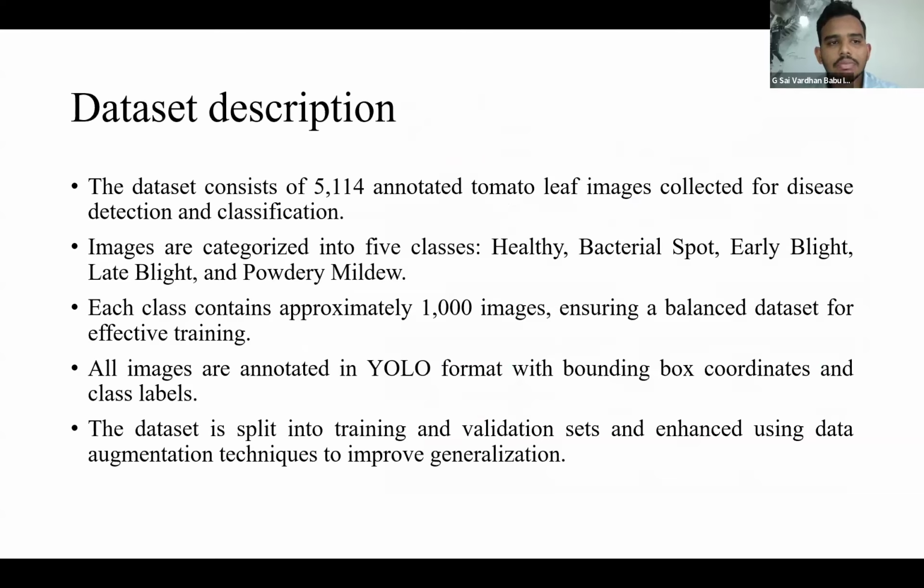So coming to the dataset description, the dataset consists of around 5,114 annotated tomato leaf images categorized into five different categories. One is the healthy class and four disease classes: bacterial spot, early blight, late blight, and powdery mildew. Each class approximately consists of 1,000 images, which ensures a great balance between all the different classes. The dataset is split into training, validation, and test splits, which I have mentioned previously.